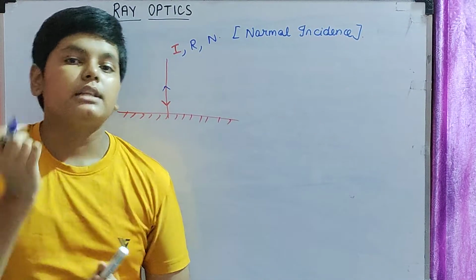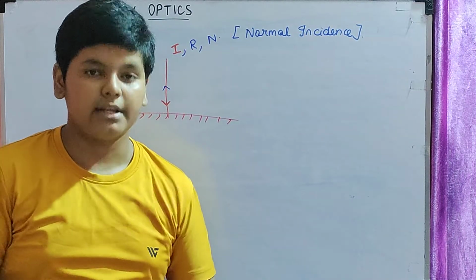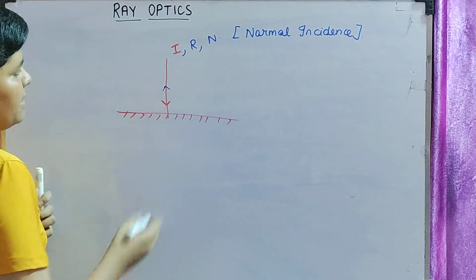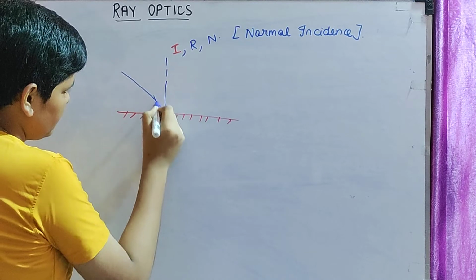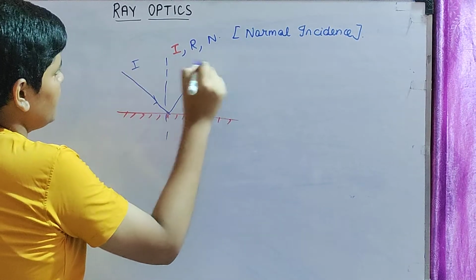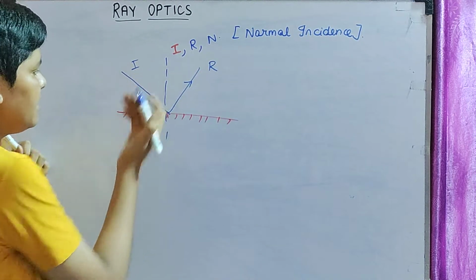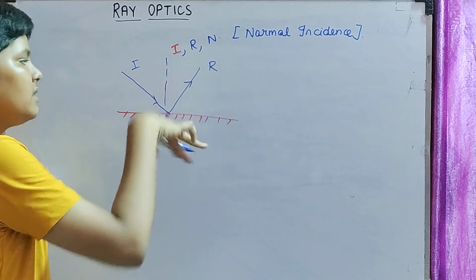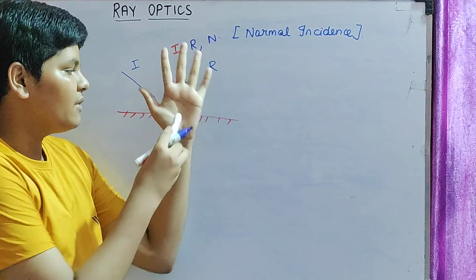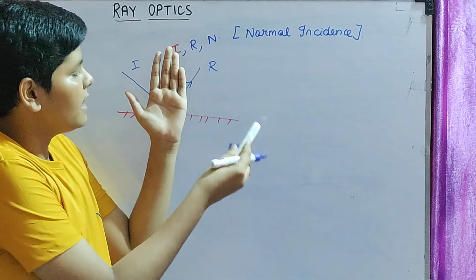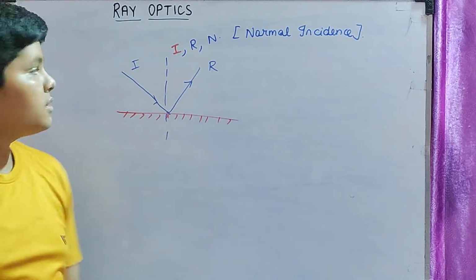One more point: the first law says the incident ray, the reflected ray and the normal lie in the same plane. What is the meaning of this? For example, this is our normal, this is the incident ray, this is the reflected ray, IR. If we take this board as one plane, the incident ray is in that plane, the reflected ray is also in that plane, and the normal is also in that plane. In one plane all three lie. So that is the first law.